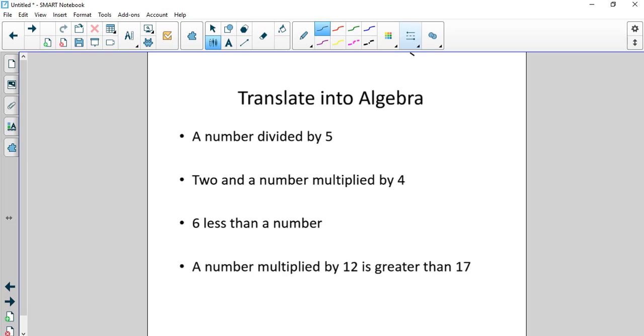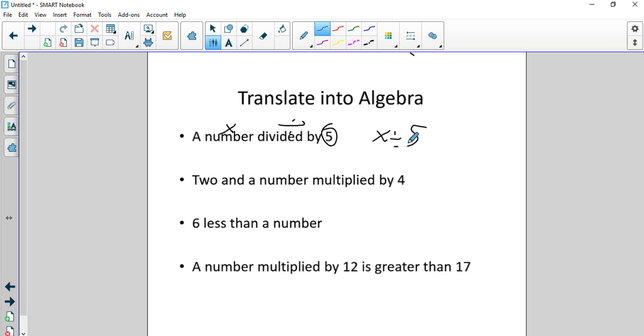So a number, usually we use just any letter, most often X, but it can be Q, N, D, whatever you like. Divided by, well, that's simply the division symbol, and well, there's my number 5. So what does this translate to? Simply X divided by 5.